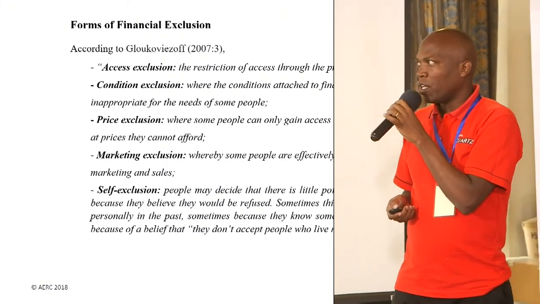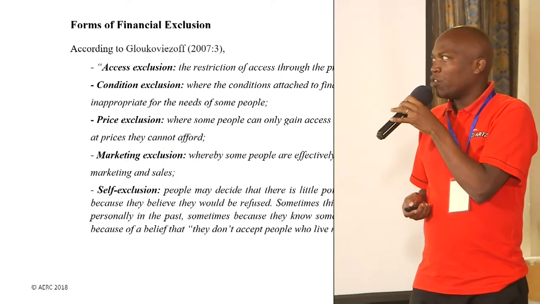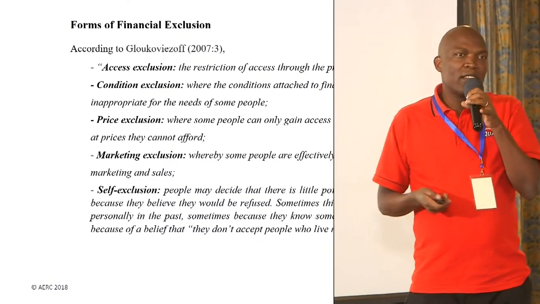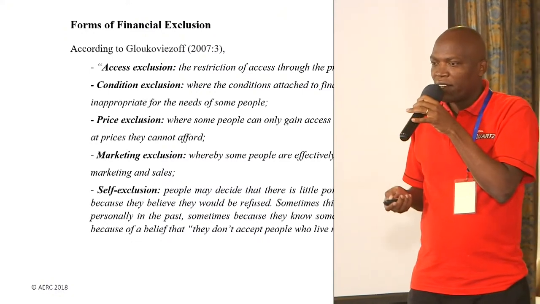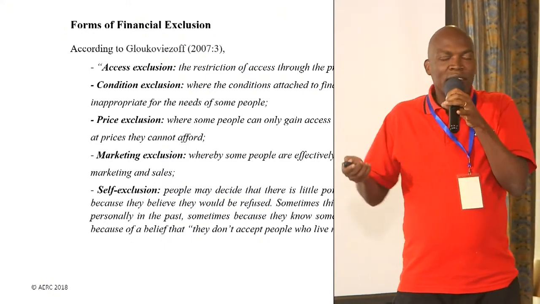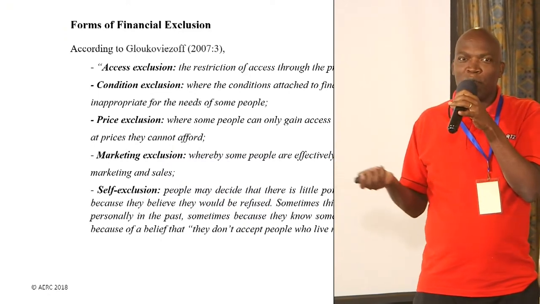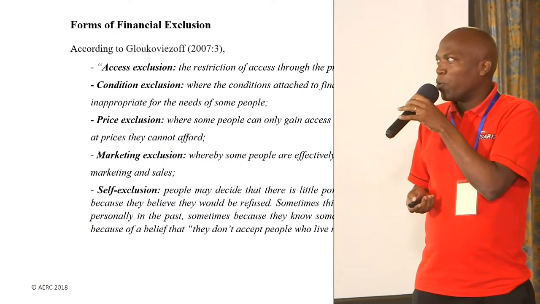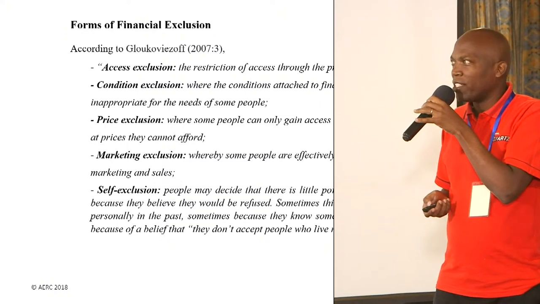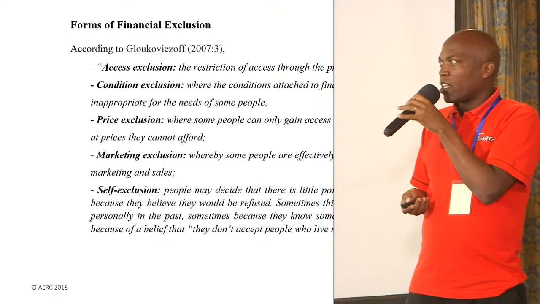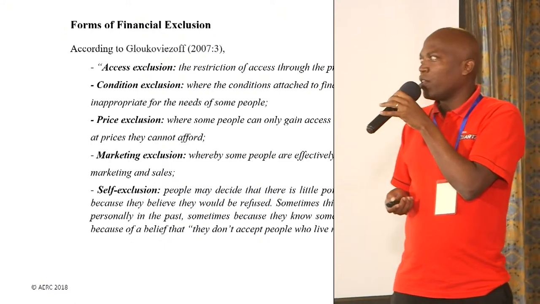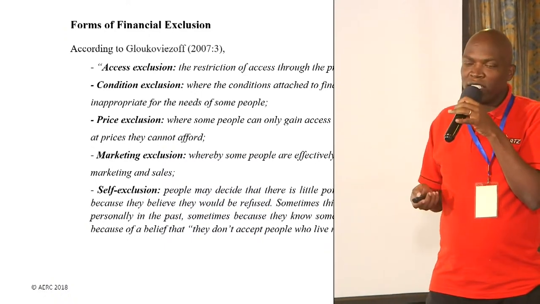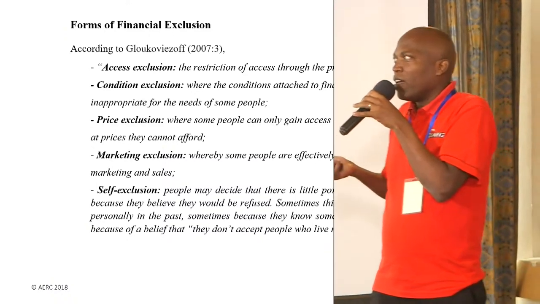Second is condition exclusion, where the conditions attached to financial products make them inappropriate for the needs of some people. For instance, if there is insistence on the payment of interest and you are Muslim, then you may exclude yourself because Muslims don't believe in paying or charging interest. Price exclusion, where some people can only gain access to financial products at prices they cannot afford. Marketing exclusion, whereby some people are effectively excluded by targeted marketing and sales. So you conduct marketing and sales activities that don't reach the people who need that product.